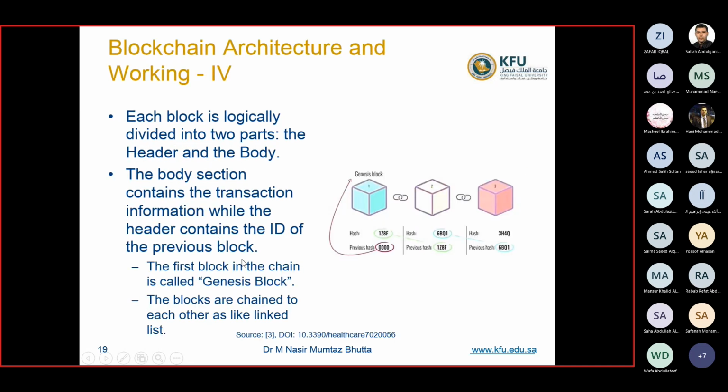The first block, which does not contain the ID of any previous block, is called the Genesis block. This is a special block because it does not contain any previous block. And you can see all these blocks are chained with each other like a linked list. That's why it is called a blockchain. Okay, so this is the idea of a block and the blockchain.